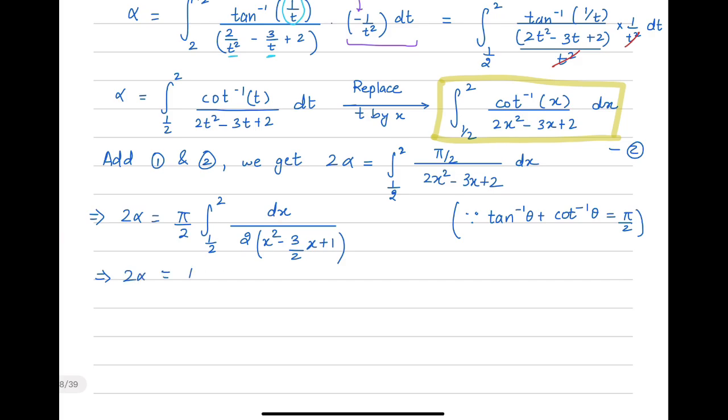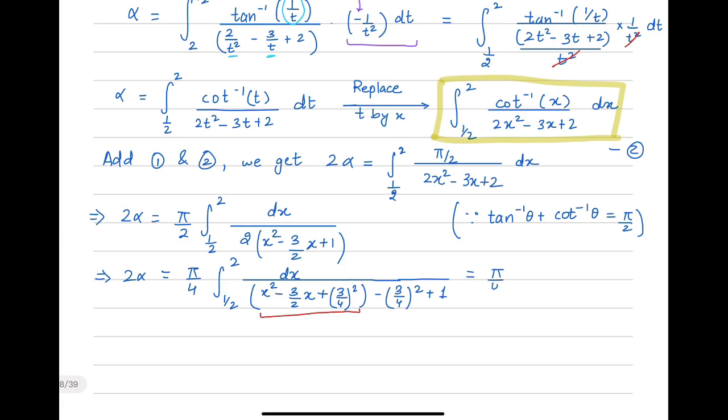So 2 alpha equals pi over 4 times the integral from half to 2 dx, and then we do the square completion technique in the denominator for these terms. So minus 3 by 2 x: if I have to make it a perfect square, I have to add and subtract 3 by 4 whole square, right? If you add a 3 by 4 whole square and subtract a 3 by 4 whole square, this will become a perfect square, x minus 3 by 4 whole square, all right? So pi by 4 as it is, from half to 2, lower limit and upper limit.